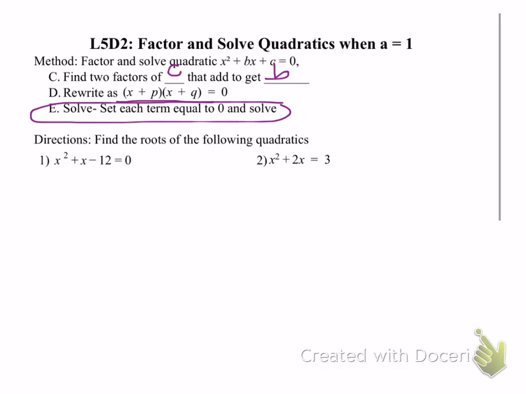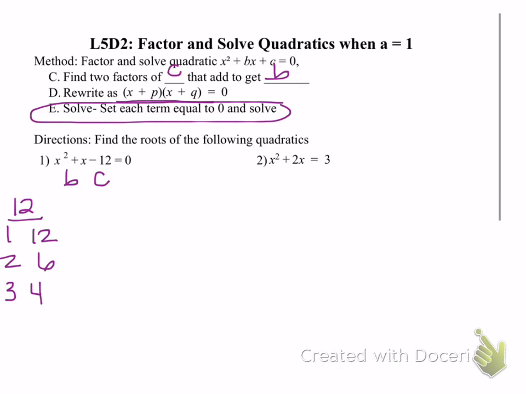Okay, so let's just go ahead and start with number 1. We know that B is positive 1 and C is 12. Well, it's already set equal to 0, so that's perfect. It's in standard form, x squared plus bx plus c. Let's find factors of 12. Two numbers that multiply to get us 12 are 1 and 12, 2 and 6, and then 3 and 4.